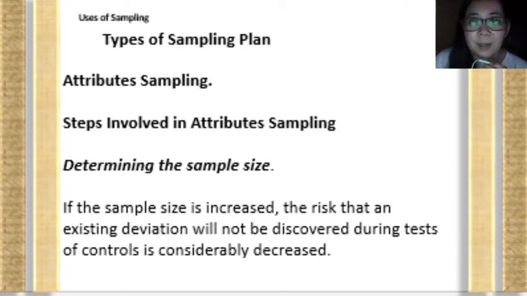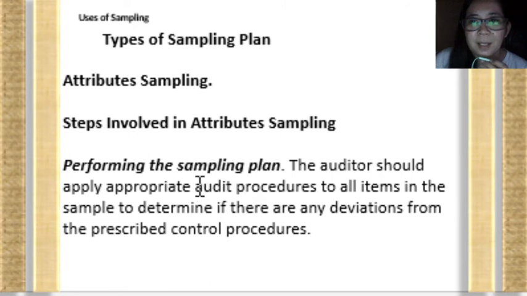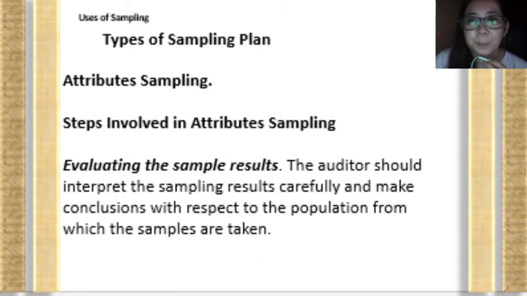Okay, so the next step is performing the sampling plan. The auditor should apply appropriate audit procedures to all items in the sample. The purpose of this is to determine if there are any deviations from the prescribed control procedures, and also to determine whether the internal controls are operating effectively or not.